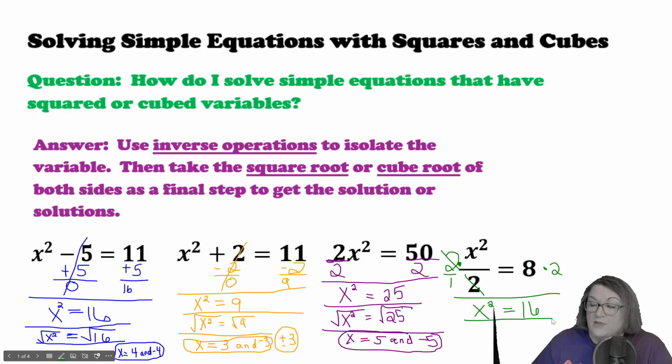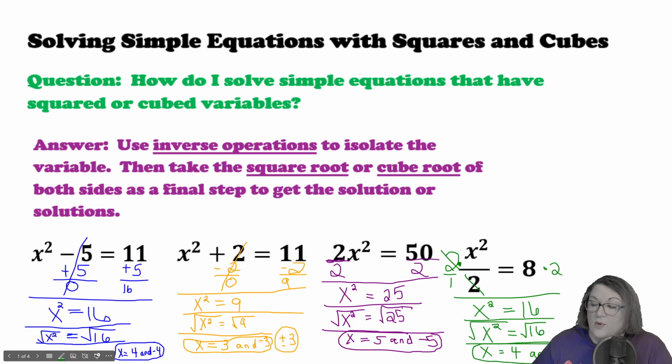Of course, the final step is the same as the other 3 equations we did, where we take the square root of both sides to get rid of that 2 exponent that's on our variable. And when we do that, we end up with x, because x times x is x squared, and also 4, because 4 times 4 is 16, and also negative 4, because negative 4 times negative 4 is also positive 16.